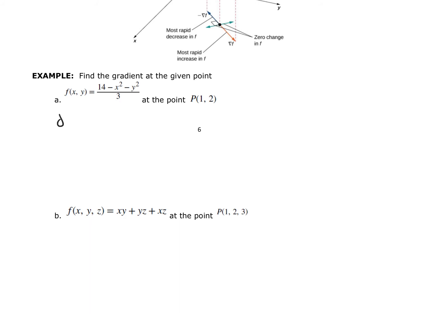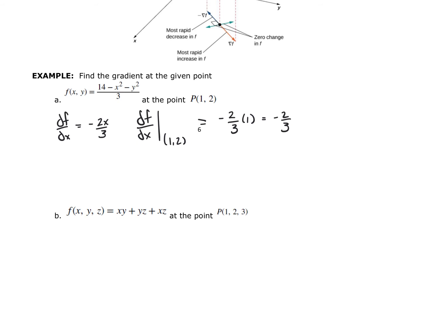So I'm going to find my partial derivative of my function with respect to x. I'm just going to jump in there. 14 is a constant, so that's going to go to 0. And then it is negative 2x divided by 3. And then y will be considered a constant, so I don't have to worry about that part. Then I evaluate the partial derivative with respect to x at the point 1, 2, which gives me negative 2/3 multiplied by 1. So in other words, negative 2/3.